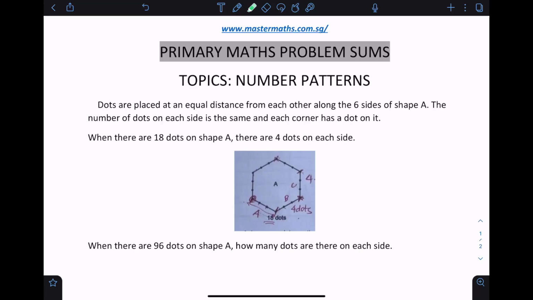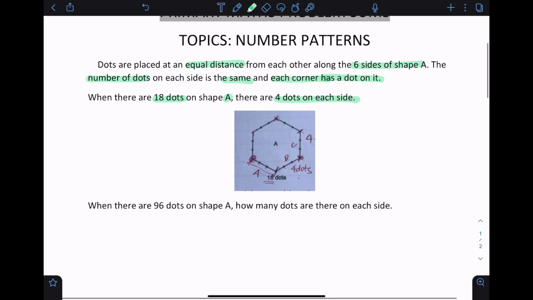Dots are placed at an equal distance from each other along the 6 sides of shape A. The number of dots on each side is the same, and each corner always has a dot on it. When there are 18 dots on shape A, there are 4 dots on each side. When there are 96 dots on shape A, how many dots are there on each side?